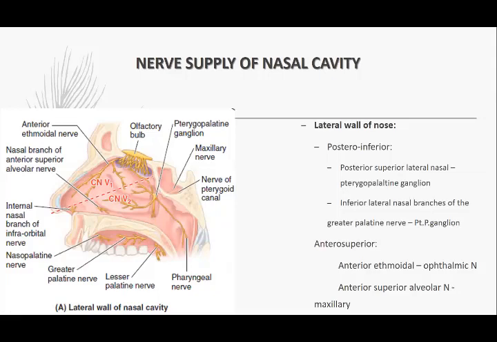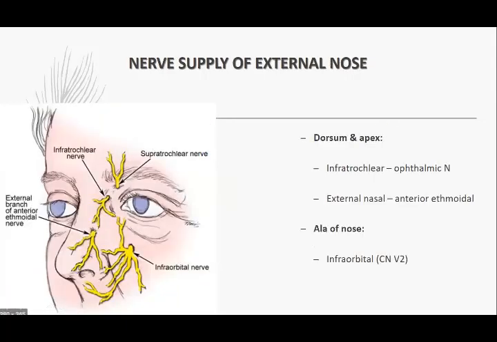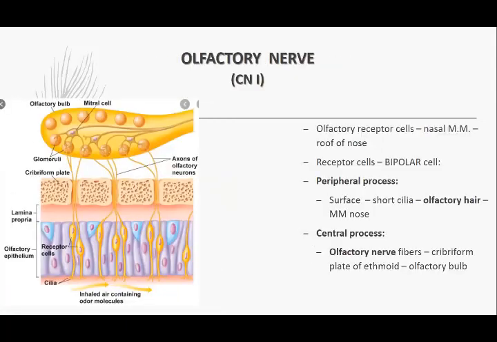On the roof, once again, a small part of the roof, at the top of the lateral wall, does get its supply from the olfactory. Now let's come to the olfactory nerve, the first cranial nerve. So today we do the first cranial nerve, inshallah.